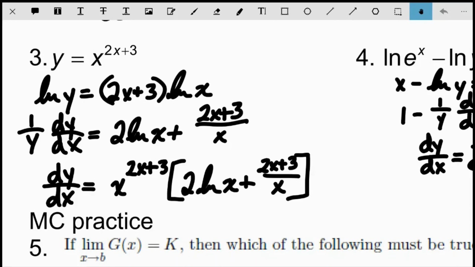This next one, x to the 2x plus 3 power. So again, we have a base that's a variable, and we have an exponent that's a variable. So this is a situation where I would want to use logarithmic differentiation. This is very similar to that x to the x problem.